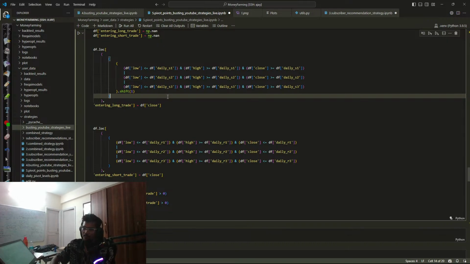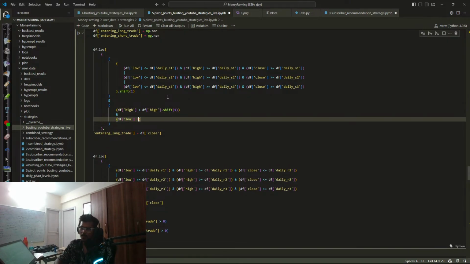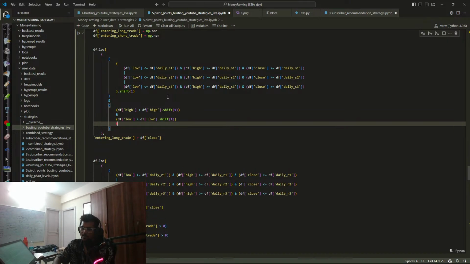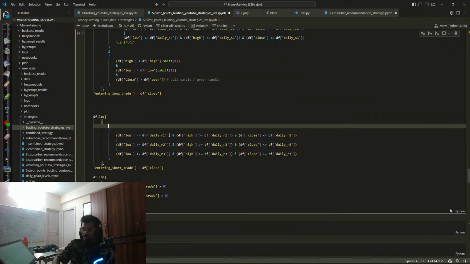And then what we do, we add here that the current high should be making a higher high from the previous one, and lower high too from the previous candle. Okay, and the current close should be greater than open. So this is a bull candle or green candle. Okay, so we can do the same thing here.